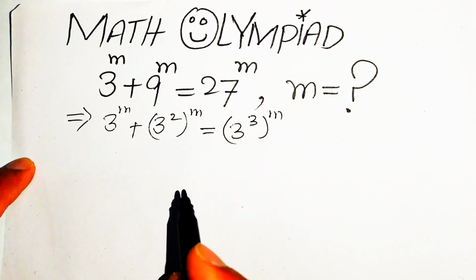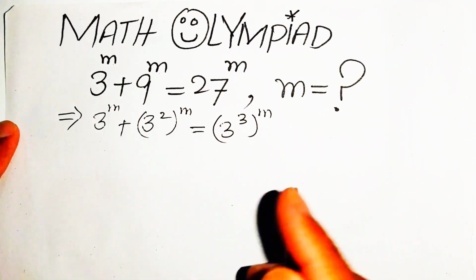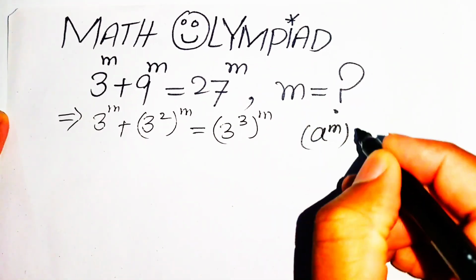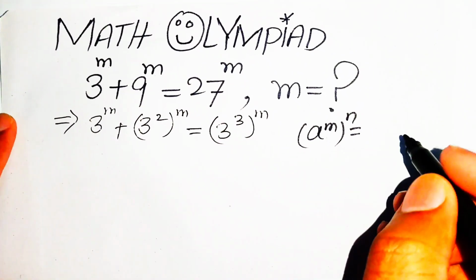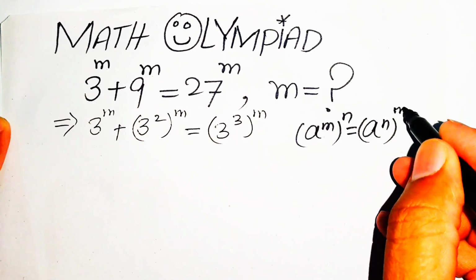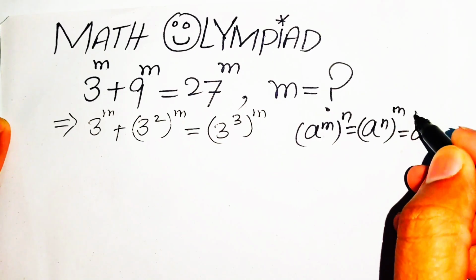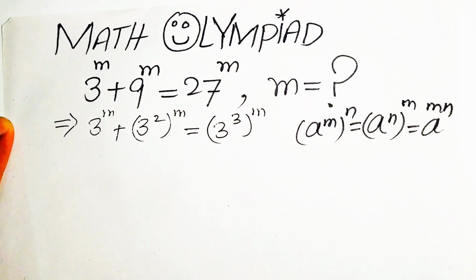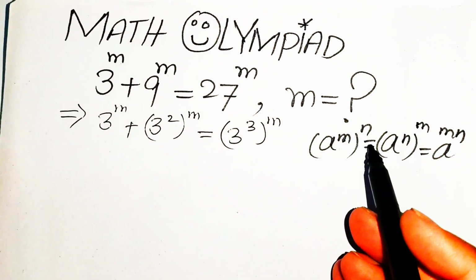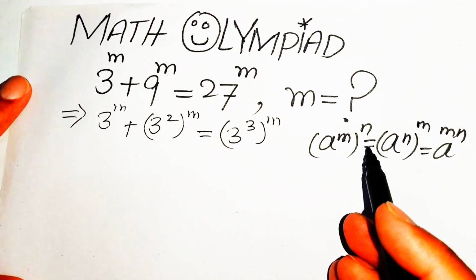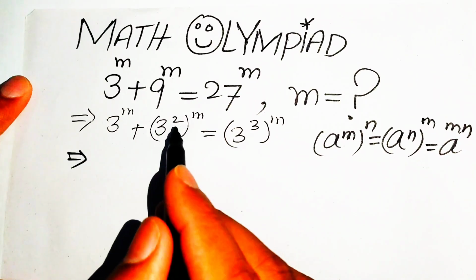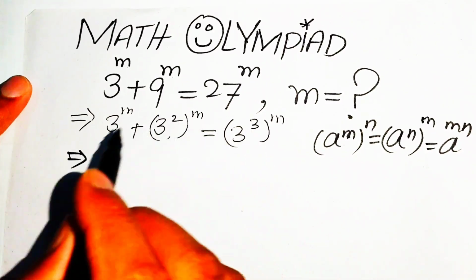And now in the next step, we use the nice exponential law, and we know about this law. If we have a to the power of m to the power of n, it equals a to the power of n to the power of m, equals a to the power of m times n. It means that if we interchange these two exponents, then it will not affect our final answer. So we just interchange these two exponents and these two exponents as well.